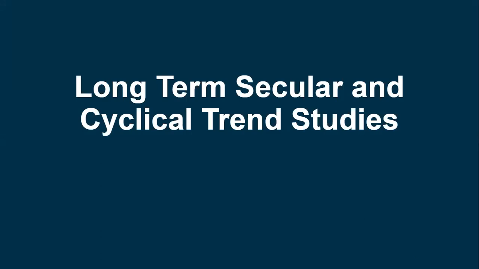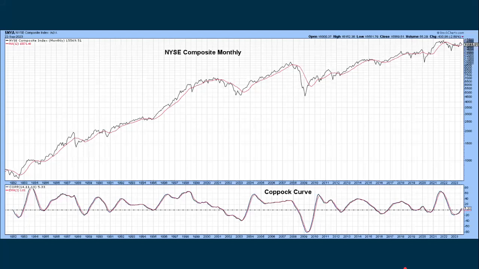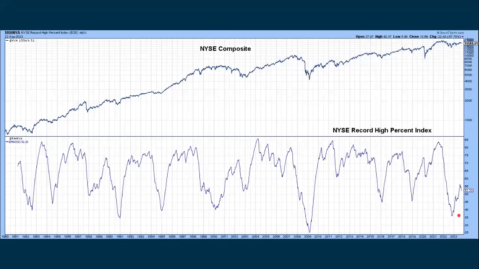Then we have some long-term secular, which can be decades, and cyclical, which usually means years, trend studies, where we have a monthly chart of the NYSE. And even though it's seeing some weakness here, it's still in a longer-term uptrend. We look at the Coppock curve to measure the momentum, and it's continuing to be positive. And then we have a daily chart of the NYSE, and we look at the NYSE record high percent index, where it's been bouncing up even though we're seeing some recent weakness.